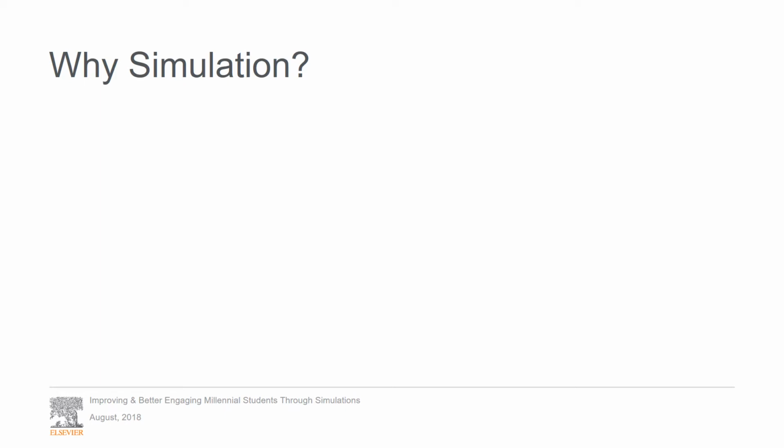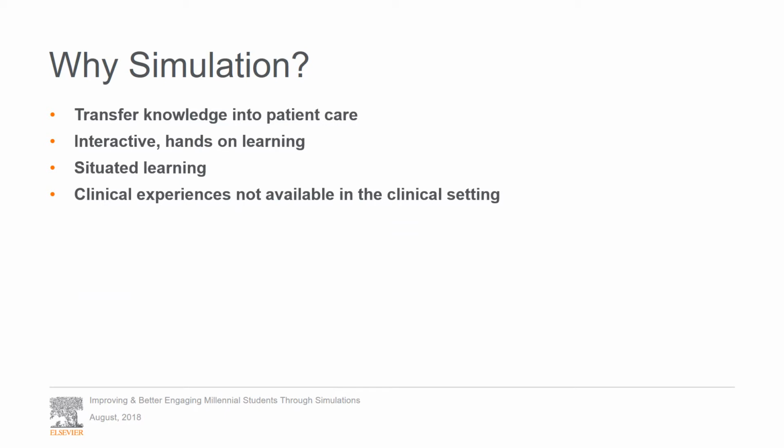Now let's talk about the use of simulation. Simulation helps the learner to transfer basic knowledge into care. It creates interactive hands-on learning, situational learning, and clinical experiences not available in the clinical setting. So it's more intentional than sending the student off to clinical. When they're at clinical, no two students have the same exact experience. Use of simulation helps to create that type of similar experience for each student.